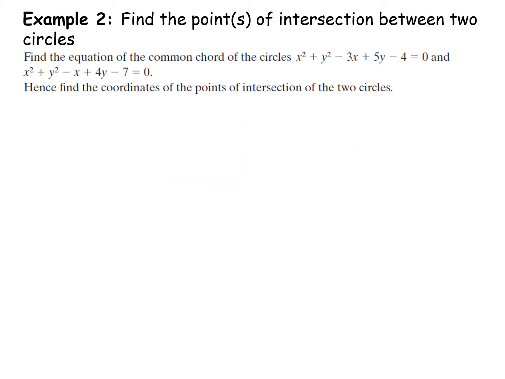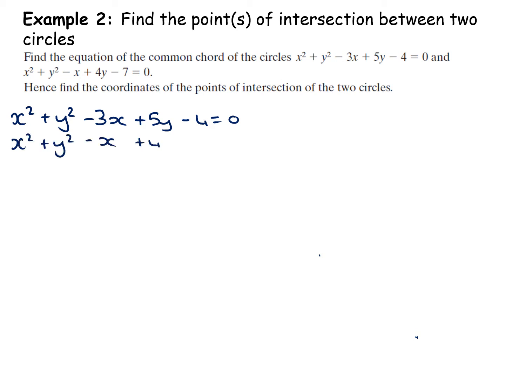So example 2, find a point of intersection between two circles. Find the equation of the common chord of the circles, this and this, and hence find the coordinates of the point of intersection. Okay, so the first part's very straightforward. We've just done that. So let's do that again. x squared plus y squared minus 3x plus 5y minus 4 equals 0. x squared plus y squared minus x plus 4y minus 7 equals 0.